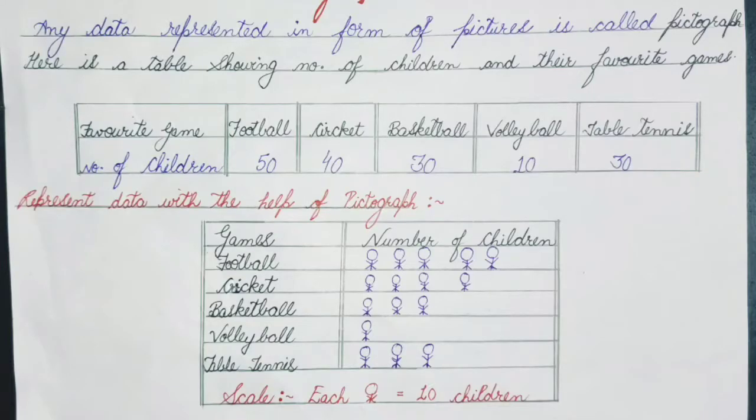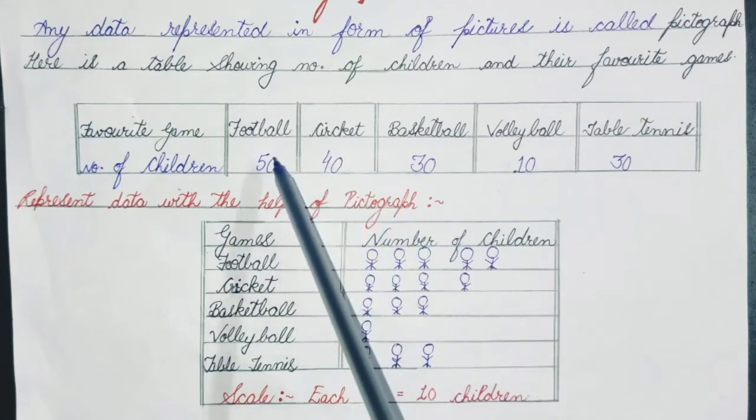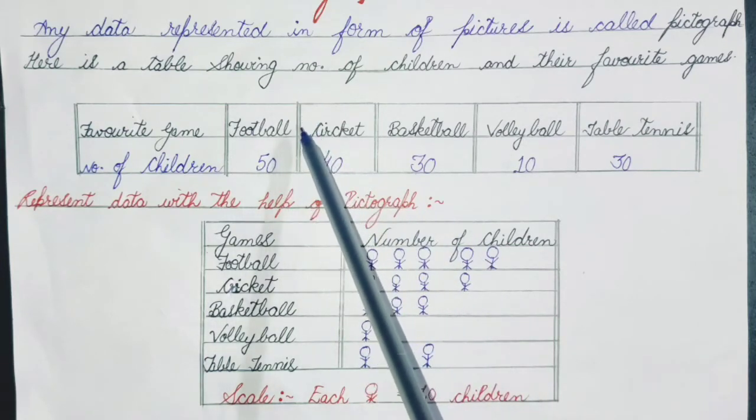When we represent our data in the form of the pictograph, then we have to select a suitable scale for representing our data. The scale shows the number of the data represented by the pictures. See here, I have decided the scale that one child is equal to 10 children. So here, instead of making 50 children, I'll make only 5 children which will represent the 50 children. Clear everyone?